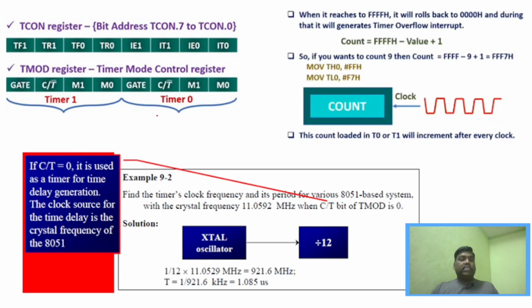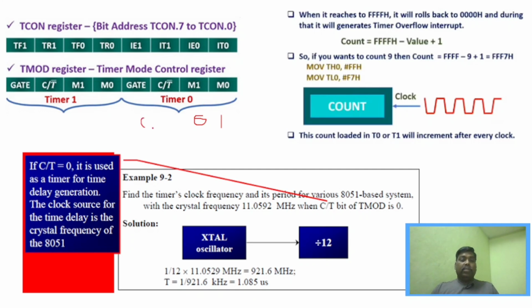In the TMOD register, you know that this is timer 0 and timer 1. And probably in every program, we normally select only mode 1 operation. That is because we can create the maximum number of delays. And we know that if it is mode 1, we have to make this bit 0-1. And if we are going to use timer 0, we have to select this particular bit.